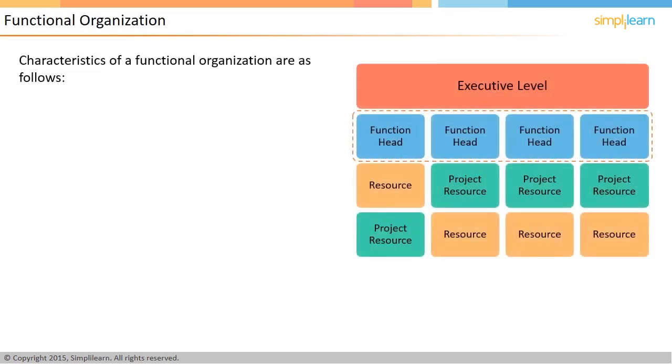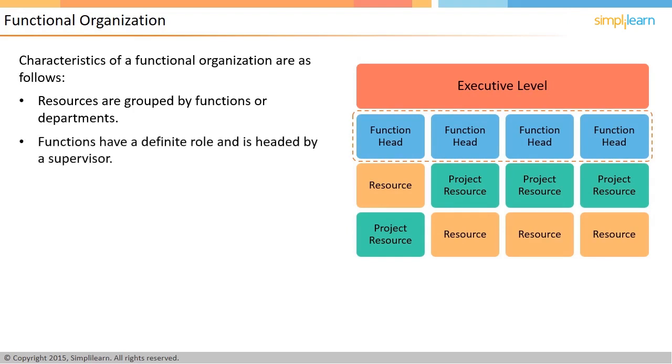In a functional organization, the resources of the organization are grouped by functions, sometimes called departments. Examples of functions could be sales, finance, administration, manufacturing, etc. Each function plays a definite role in the organization and is headed by a functional head or supervisor. All the resources in such an organization report directly into their functions. Therefore, a salesperson would report into the sales organizational hierarchy, a purchase executive would report into procurement, and so on.